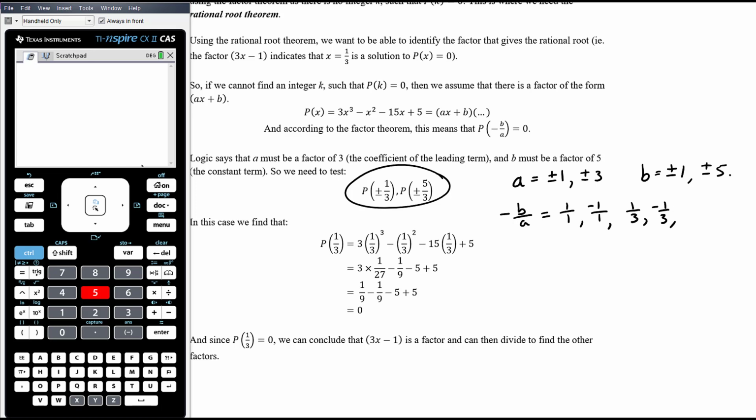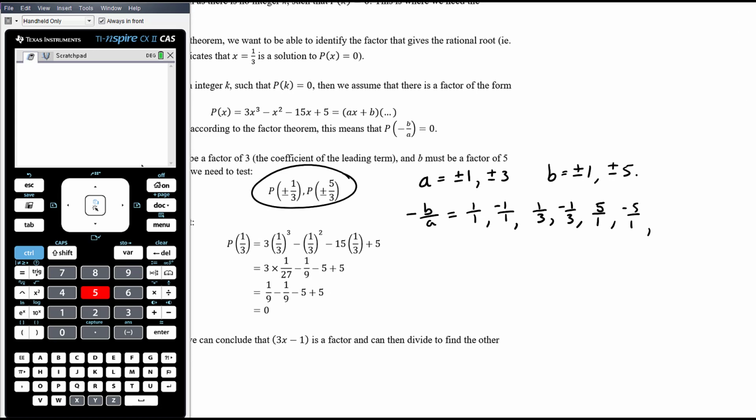Then we could have the numerator as 5. So we could have 5 over 1 or negative 5 over 1, or we could have 5 over 3 or negative 5 over 3. Now, they're all the possibilities. A lot of those we've already checked because we assume we've already checked all the integer values. So that's 1, that's negative 1, they're integers, we've done that. That's 5 and that's negative 5, we've done that. So there's this pair of possibilities and this pair of possibilities to check. And then we just have to check them.